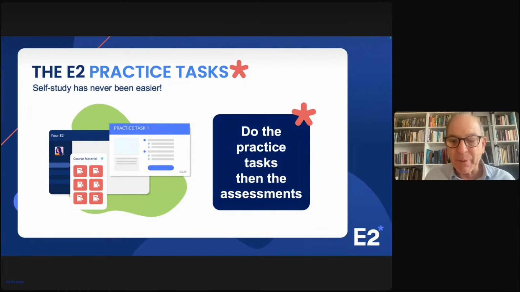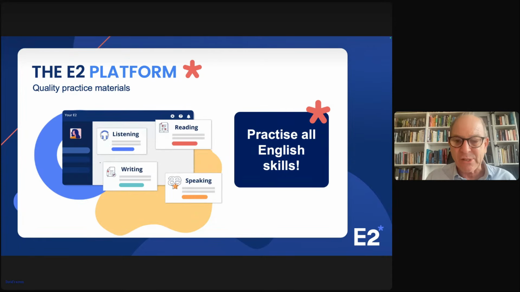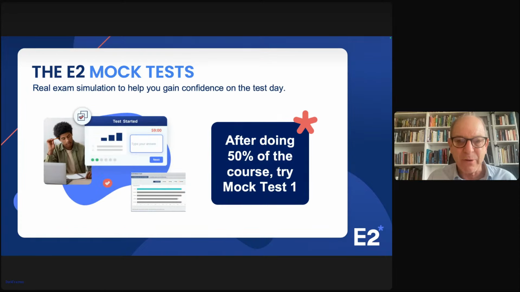Now, if you're on the platform already, do the practice tasks and then the assessments to get feedback, to know where you're up to. Practice all the English skills to enable you to develop those skills for test day and beyond. Do a mock test if you can, meaning do a test that is identical to what you'll do on test day to have your skills tested, and you'll get graded and feedback on that. Today, we're going to look at identifying information, true, false, and not given, and matching information.